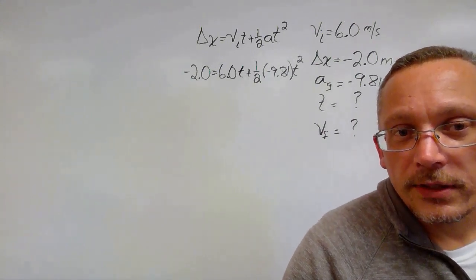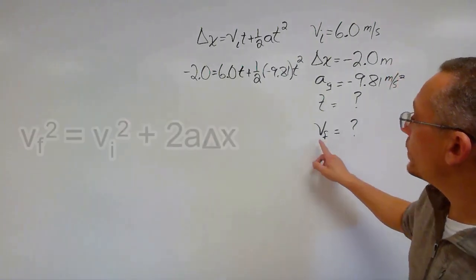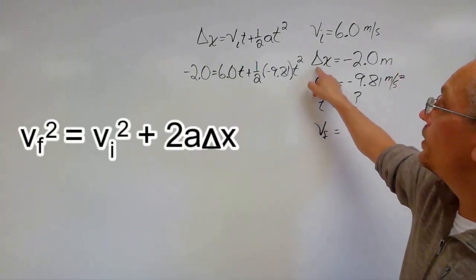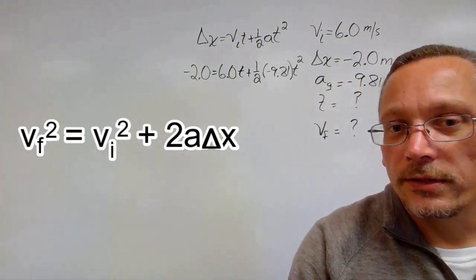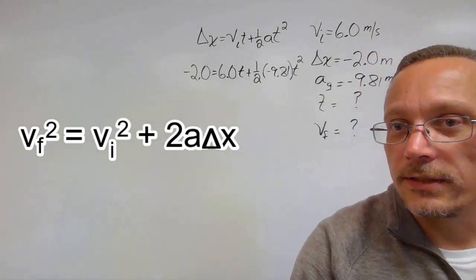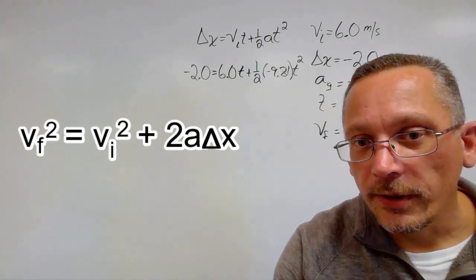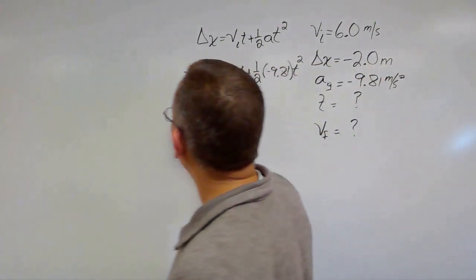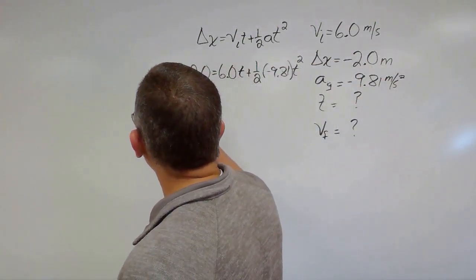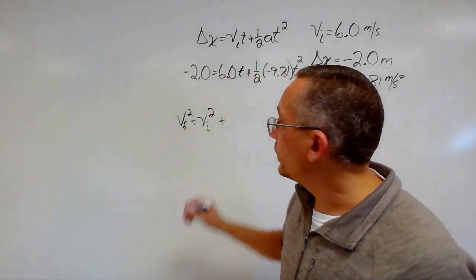Now what equation am I going to be able to use to find the final velocity? I need something that's got VF, A, delta x, and VI. Which equation is going to be good for me there? The one that does not have a T. I've got to find my equations here. VF squared equals VI squared plus 2A delta x.